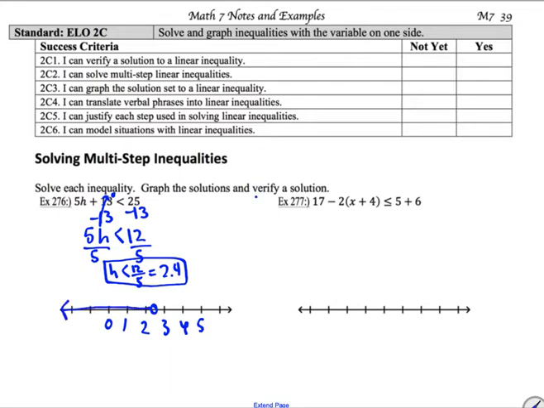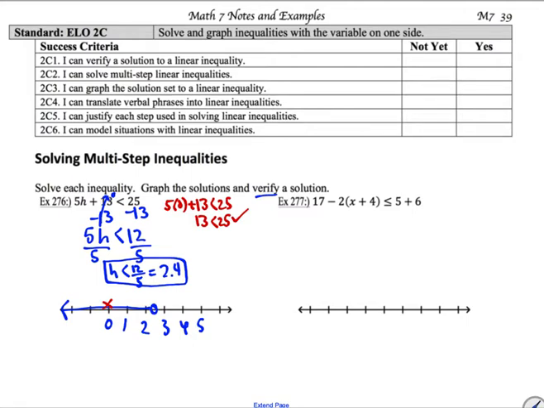It tells us to verify a solution. I'm going to pick 0 to verify. 5 times 0 plus 13 is going to be less than 25. Well, 5 times 0 is 0. Is 13 less than 25? That is true. Everything appears to check out with that problem.